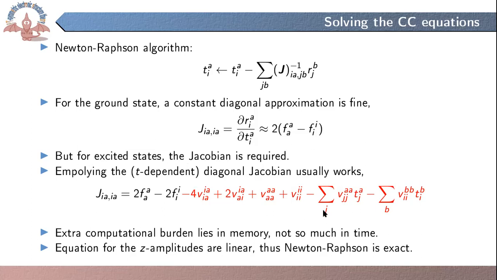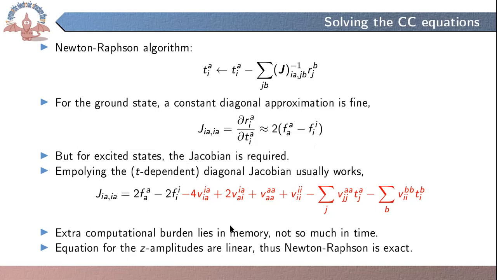So here, just showing the expression for the diagonal, and you see that okay, this is the usual approximation, and then you have other elements, and in particular, it's dependent on the T amplitudes. So you have to know where you are in your amplitude space in order to update it accordingly if you're targeting an excited state.